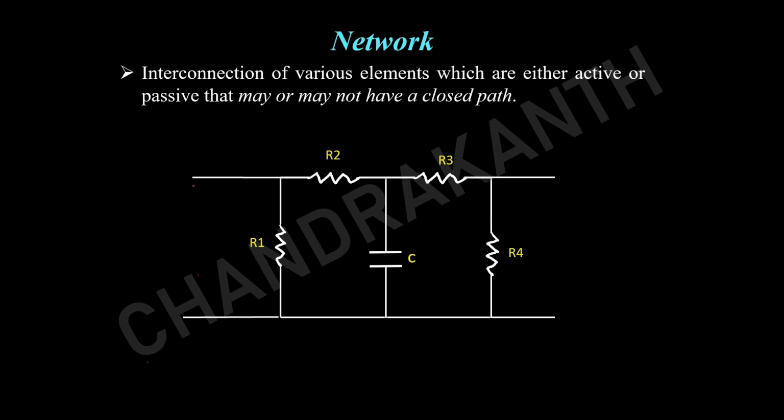capacitor value. This network can have the active sources also. The active sources are either voltage or current sources. Okay, this is also a representation of a network.